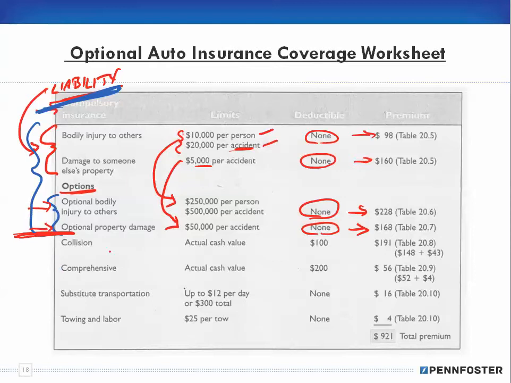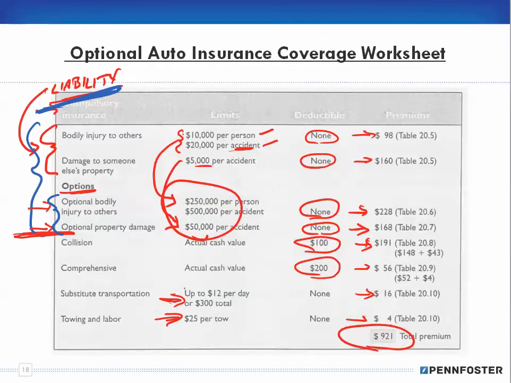Once we get past that, we're talking about collision, an actual cash value, and comprehensive, an actual cash value. Deductible of $100 or $200, and of course these were the premiums that you would pay for the collision and comprehensive. And then we had the substitute transportation for $16, and towing and labor an additional $4. So when you add all of these up for the total coverage at these price points, you end up paying $921 as your total premium.